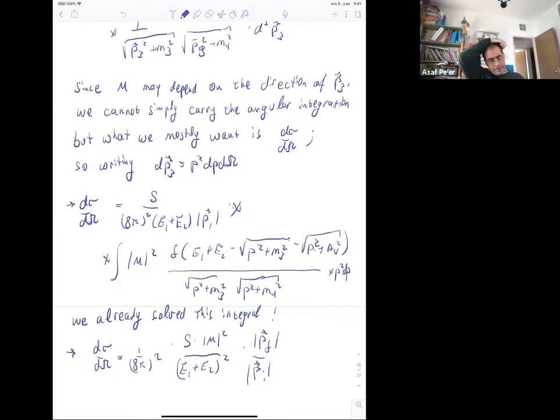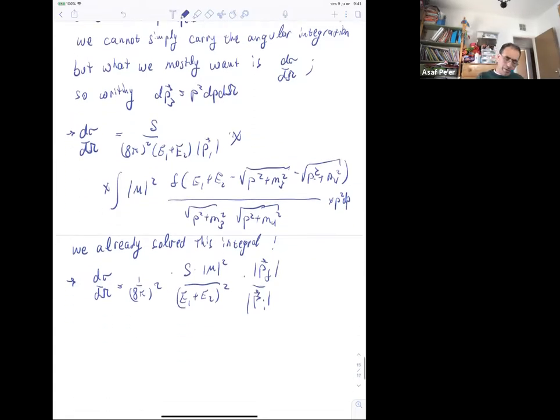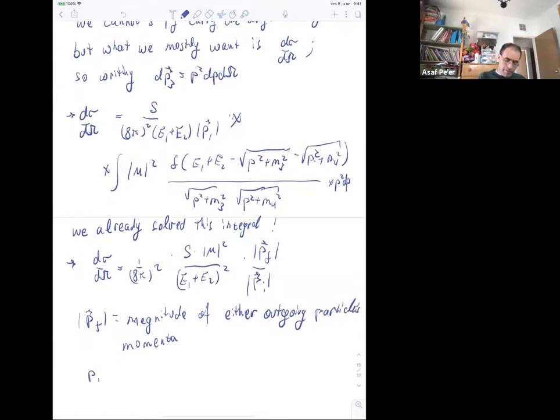So pf and pi are the magnitudes of, it doesn't matter which one because they're the same, the momentum of one of the outgoing particles and the momentum of one of the incoming particles. pf is the magnitude of either outgoing particle's momentum, and the same for pi, either incoming.